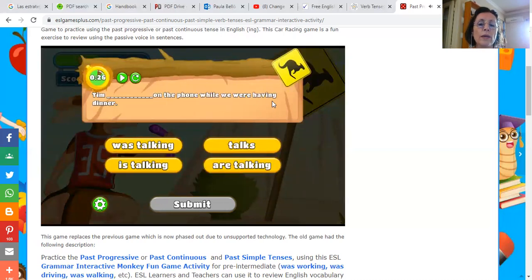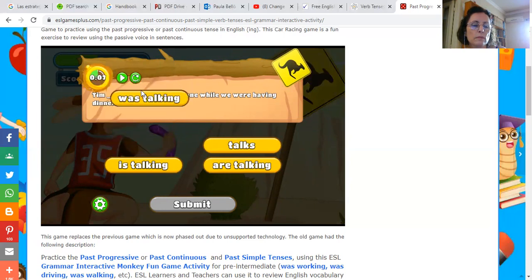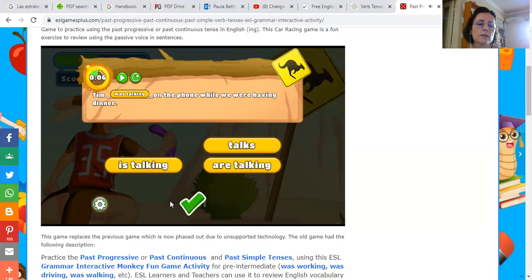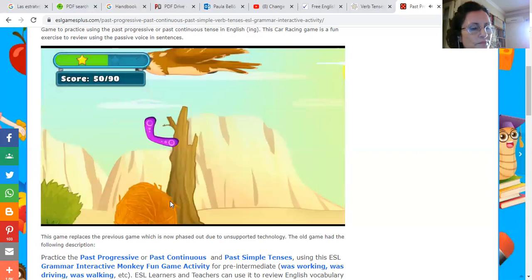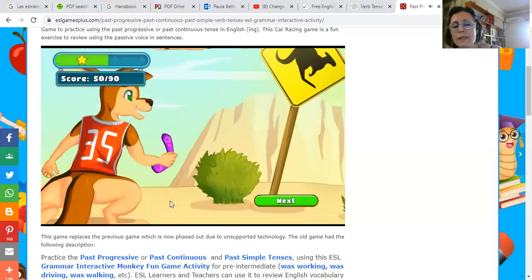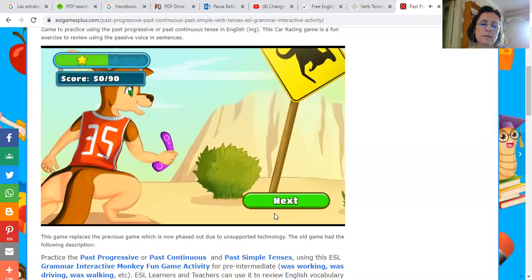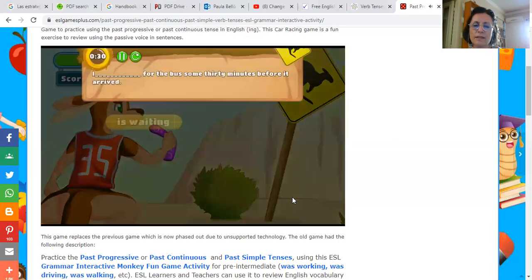So here, while we were having dinner. So this is the action. What happened while we were having dinner? This is the progress. Tim was talking on the phone. Yes, it can be. Two actions in progress. Yes. It could also be something in the simple past, but okay, that was okay.